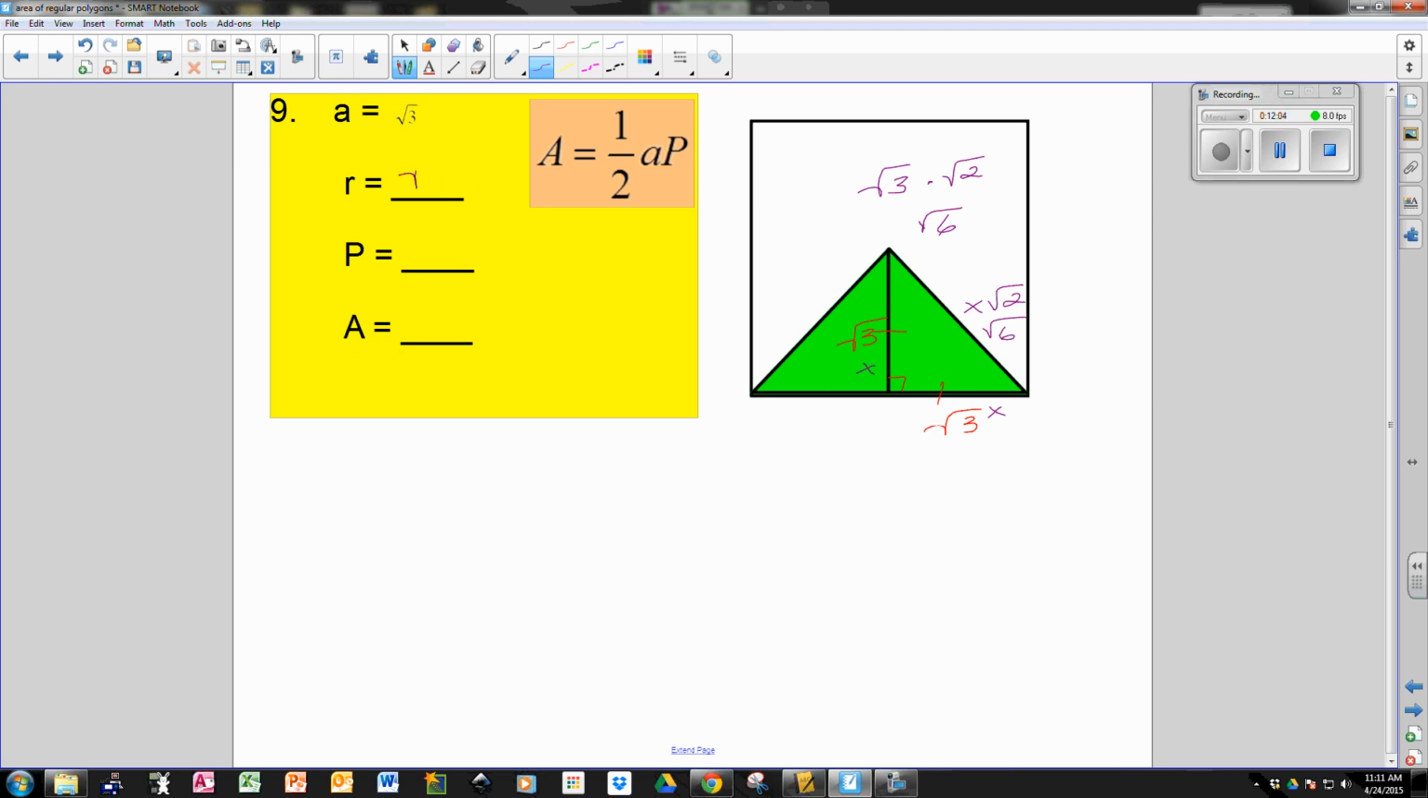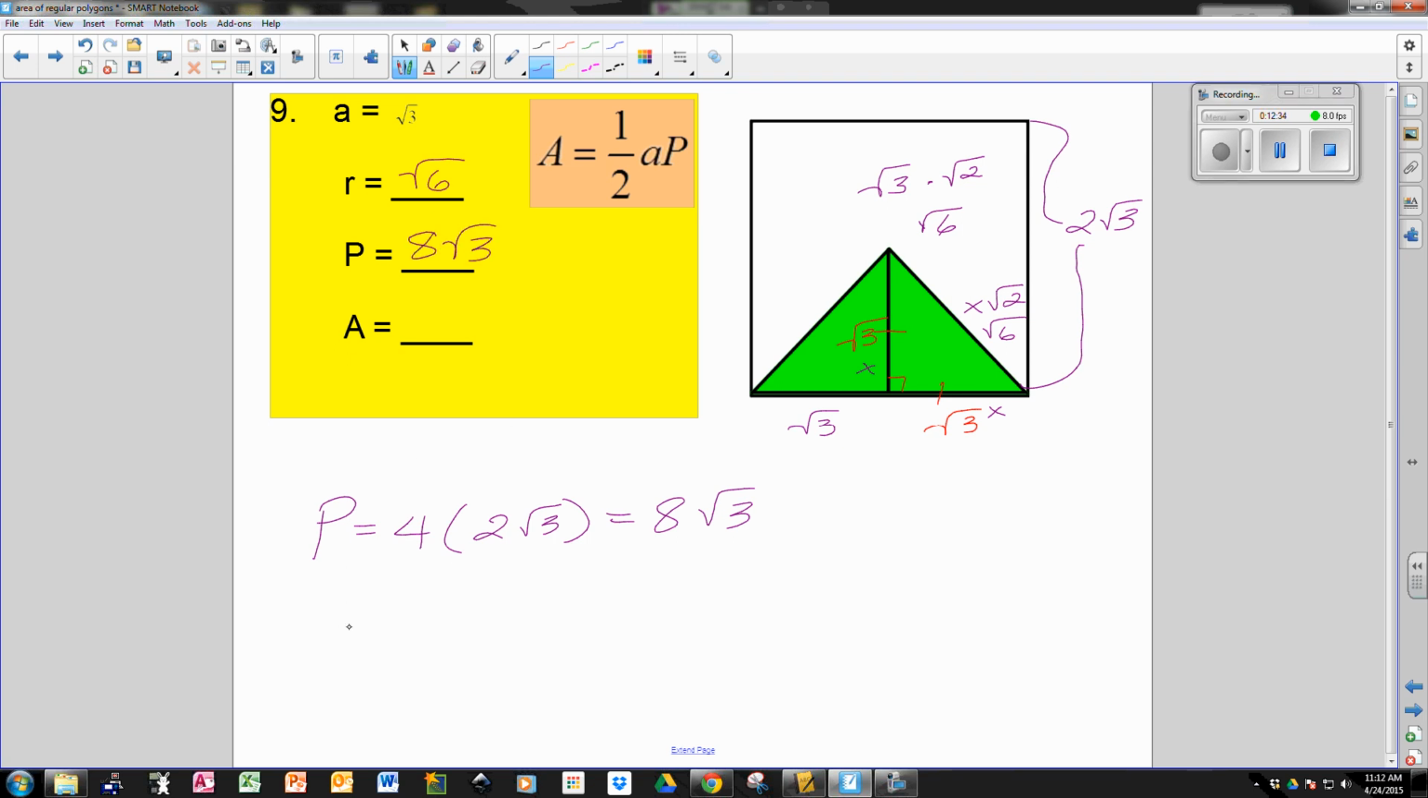So I'm going to go over here and put that the radius is the square root of 6. If this side is the square root of 3, remember the apothem splits it in half. So that's also the square root of 3. That means the whole side, the square root of 3 plus the square root of 3, would be 2 square root of 3. The perimeter would be 4 sides at 2 square root of 3 each. So 2 times 4 is 8 square root of 3. So now I'm going to put that the perimeter is 8 square root of 3.